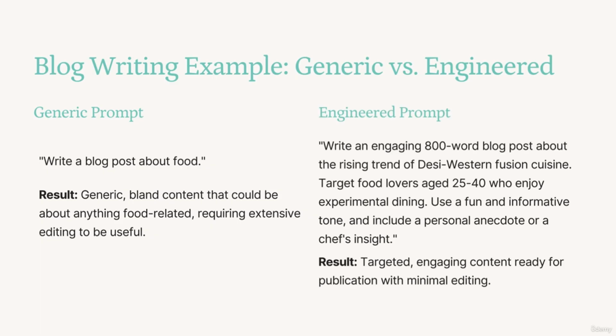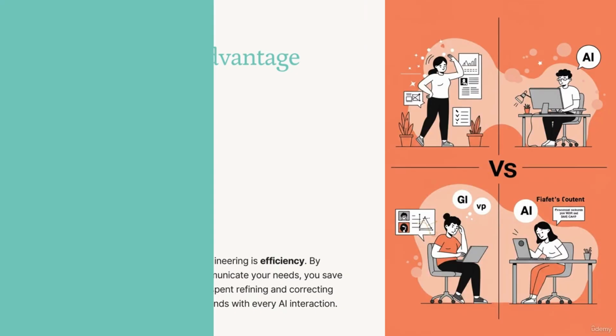But if you use prompt engineering, like if you say, "Write an engaging 800-word blog post about the rising trend of Desi Western fusion cuisine. Target food lovers aged 25 to 40 who enjoy experimental dining. Use a fun and informative tone and include a personal anecdote or a chef's insight." Now, the AI knows exactly what to do. Now the output will be much closer to what you want.